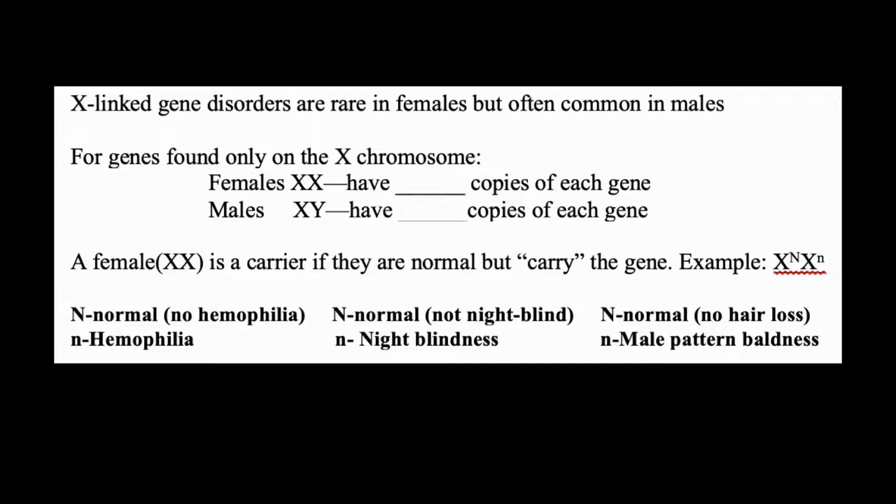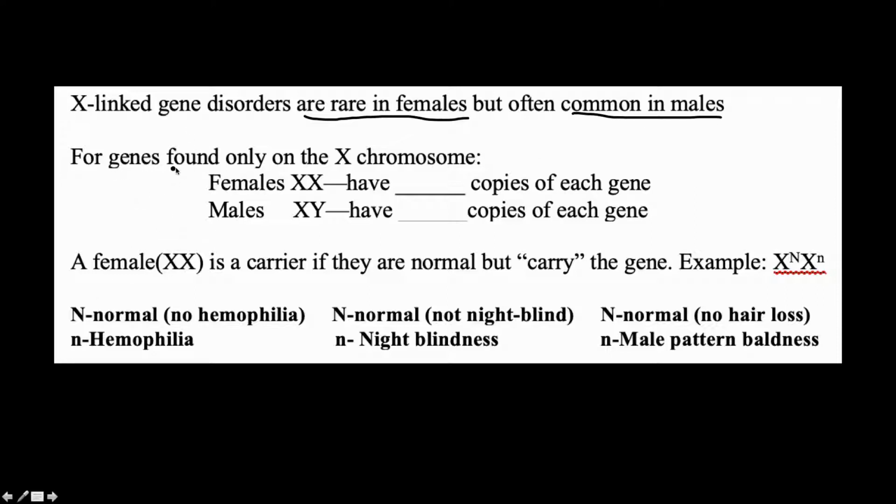So it says X-linked gene disorders are rare in females but often common in males. This top portion of the handout is going to help you get some important background and knowledge in order to fully understand these types of disorders. So what I'd like you to do is underline the portion where it says are rare in females but often common in males. Okay, so we're going to see why exactly that is.